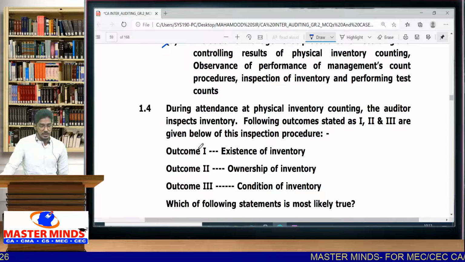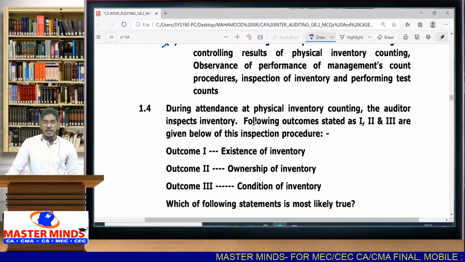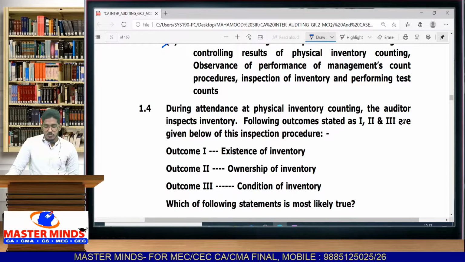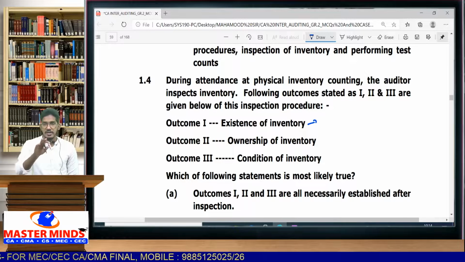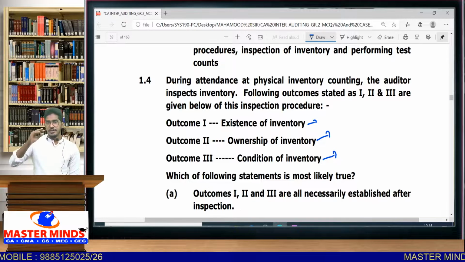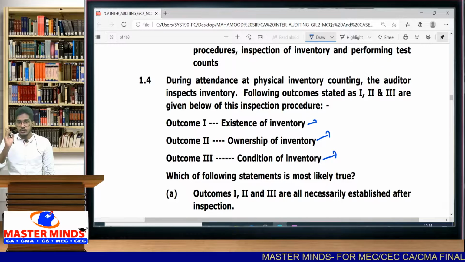Then 1.4, the next MCQ. During attendance at physical inventory counting, the auditor inspects inventory. Definitely, when you go for physical inventory counting, the auditor is going to inspect the inventory. The following outcomes, stated as 1, 2 and 3, are given for this inspection procedure. Outcome 1: existence of inventory, whether the inventory is there or not. Outcome 2: ownership, whether the inventory belongs to the client or not. And outcome 3: the condition of the inventory, that means is it normal quality, deteriorated, inferior, or damaged? Three outcomes they are giving.